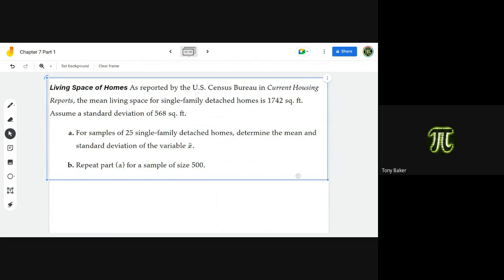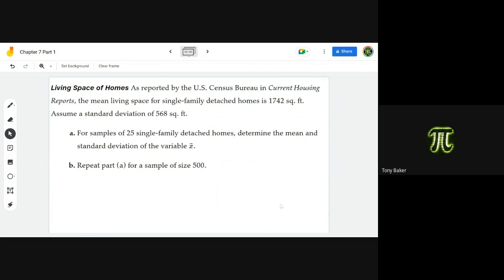All right. So it says a report by the U.S. Census Bureau says the mean living space for a single family detached home is 1,742 square feet. Does everybody know what a single family detached home means? Basically means it's not attached to anything else.